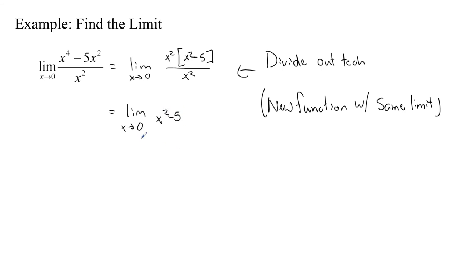Well, this function is defined as x goes to 0. But clearly we can say that the original function was undefined. So these two functions can't be the same. It's their limits that are the same. And then I can just say it's negative 5. Well, you could check that with your graphing calculator if you wanted to.